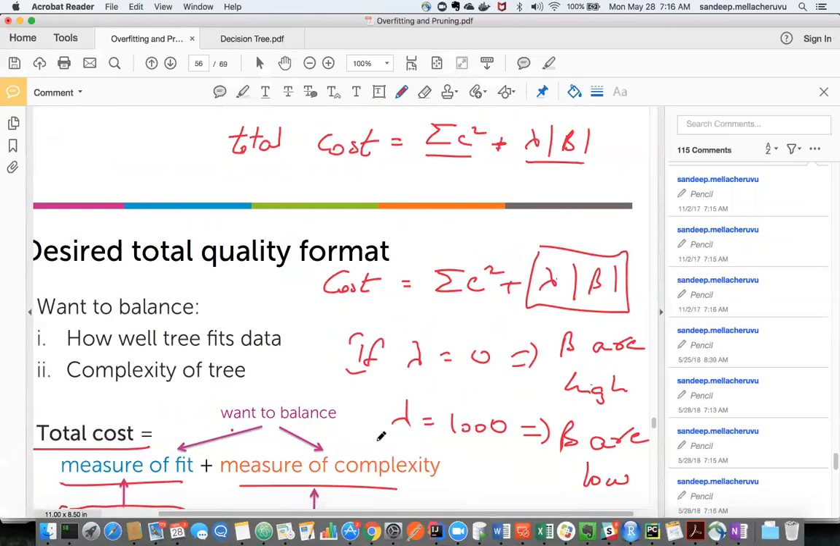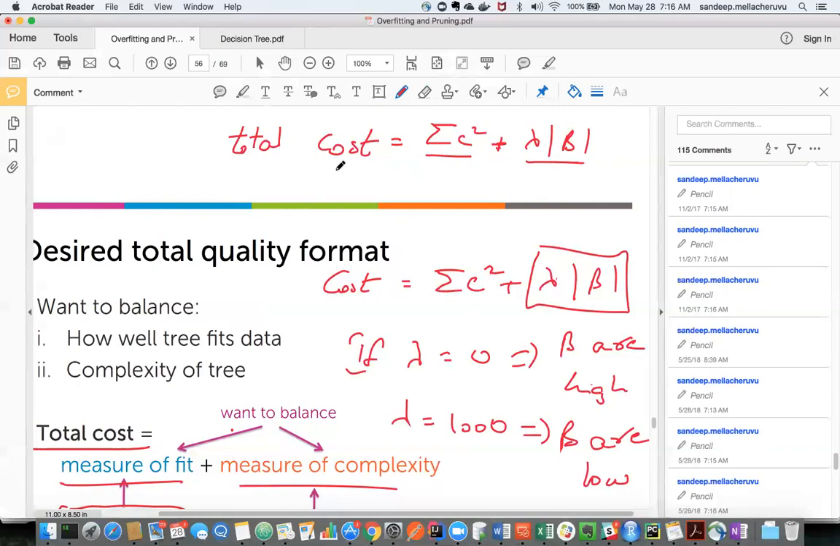How does it work? For example, if lambda equals 0, what happens? Your beta values are too high. You are not balancing the beta values. If the lambda value is too high, what happens? Then the beta value is very low. This one will be very low, and this sigma e square will be high. Are you clear? Yes, Sandeep.